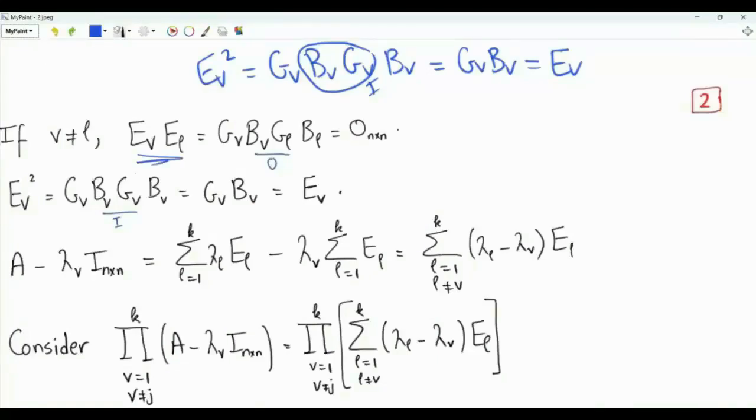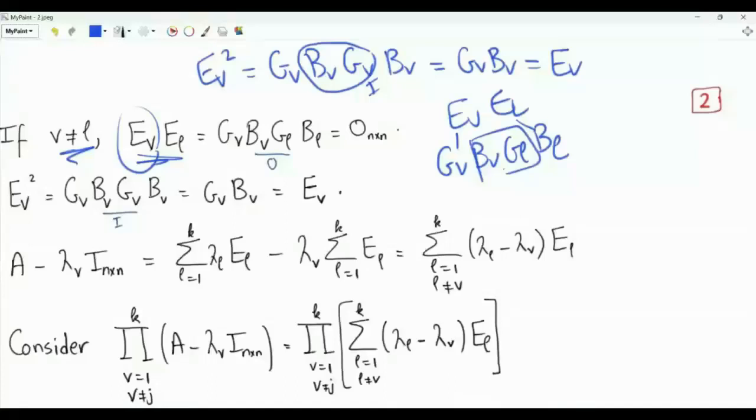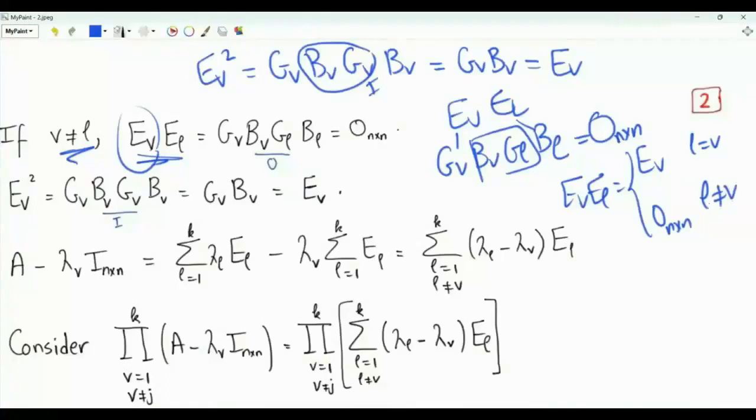What will happen if we multiply two E matrices with a different index? Let's take EV by EL. Now V is not equal to L. EV is GV BV. EL is GL BL. Here in the middle, we have BV GL, and V is not equal to L. This is an all-zero matrix. So the overall result will be that we get an all-zero matrix of size n by n. Therefore, EV times EL is EV if L is equal to V, and it is the all-zero matrix if L is not equal to V.